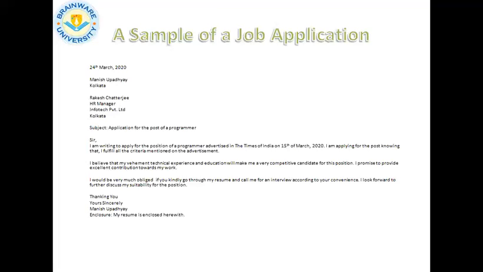Since your application letter is accompanied by your resume, make sure that the letter does not duplicate your resume exactly. For example, the information should be different. Whatever you are mentioning in your job application should be different from the information that is mentioned in your resume. I hope you have understood what I am trying to explain to you.